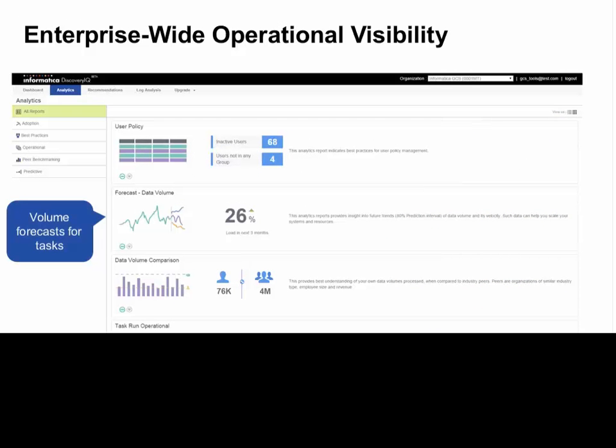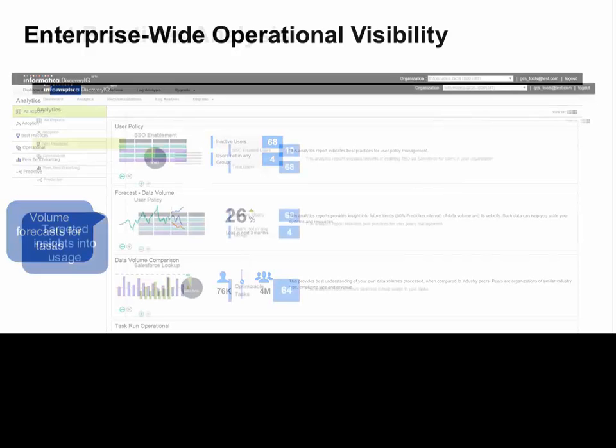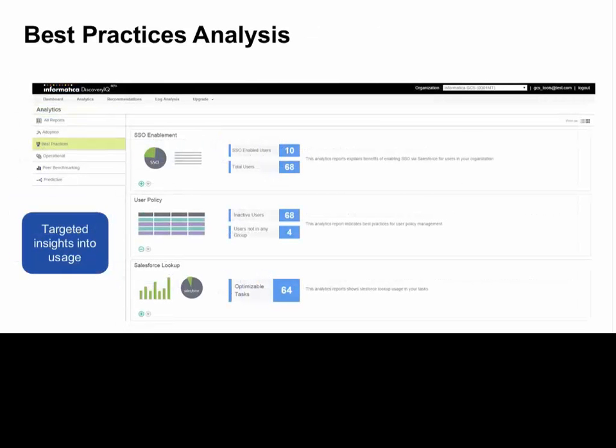So what are some of these features that are available in Discovery IQ? Well, A, you have enterprise-wide operational visibility. For instance, you have the capability of forecasting what your volume might look like in the future based on previous usage. You also have more targeted insights into your usage. For example, it could be at the user policy level, or it could even be at the task level. And this allows you to do a best practices analysis of all your integrations.